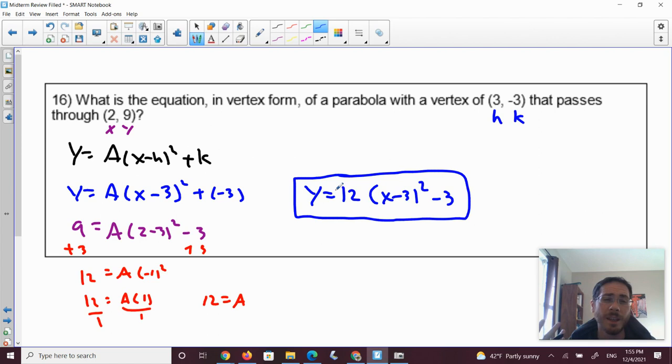On the TI, it's pretty nice. You can just hit trace, type in 2, and it should show up at the bottom of your screen, (2, 9). Same deal then, you hit 3, press enter, it should show up as (3, -3). So you can double check that really quick on the TI.